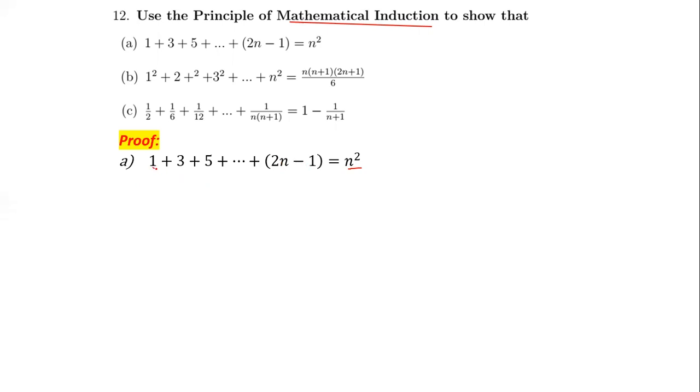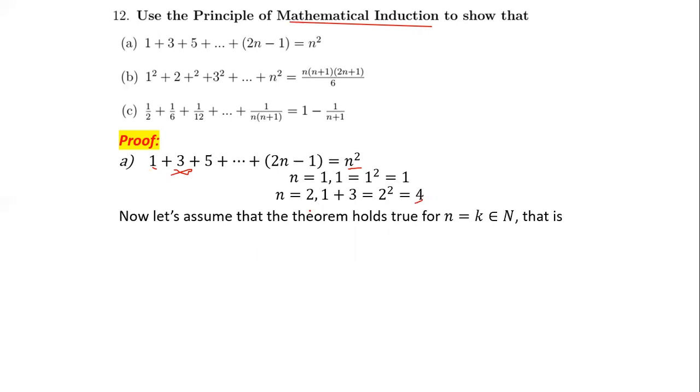For example, if n is 1, twice of n minus 1 is simply 1. We have only 1, and it is 1 square, which is true, so it holds true for n equal to 1. For n equal to 2, we have 1 plus twice of 2 minus 1, that is 3, these two terms, so in this case we have 4, that is 2 square, which is equal to 4. So the next thing will be, let's assume that the theorem, or simply this expression, holds true for n equal to k, where k is an arbitrary natural number.